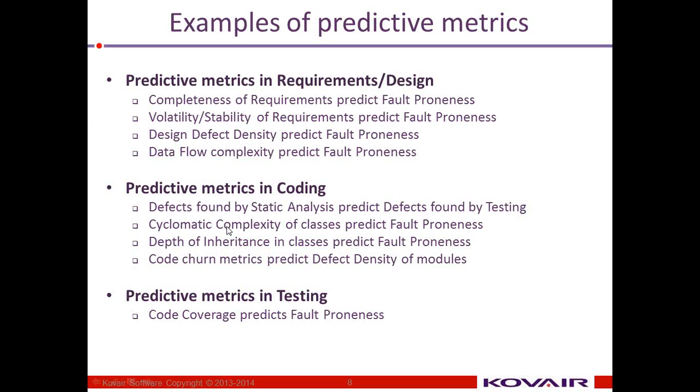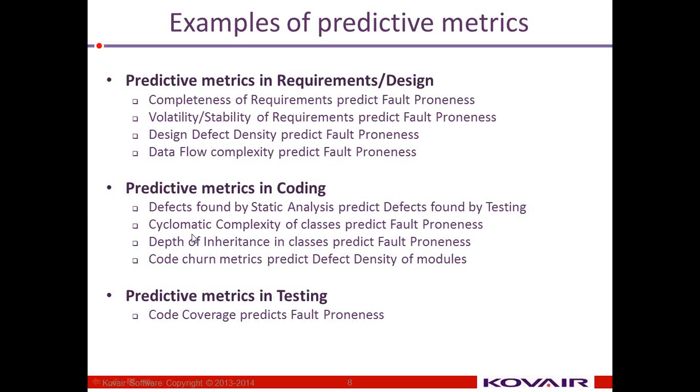Looking at the metrics that are used in coding, one of them is the static analysis metrics. So when we do static analysis and we get to see that one particular class or a module or maybe a particular developer, whatever code he or she is writing, is failing in the static analysis, producing a lot of problems, then that is going to be a predictor that this particular module is going to produce a lot of defects.